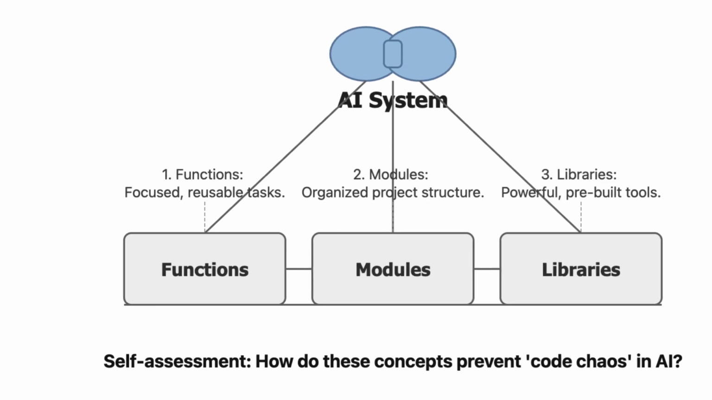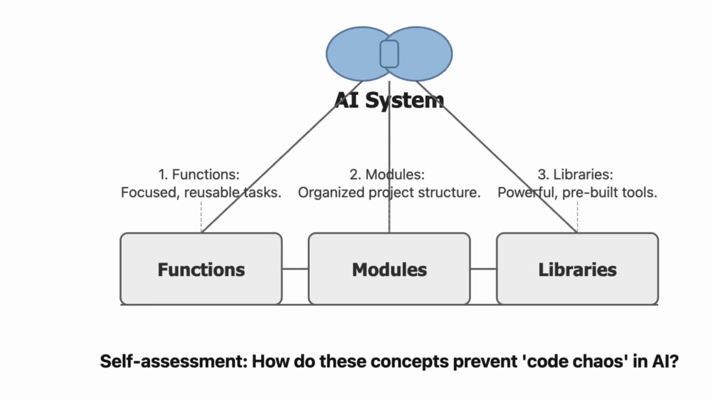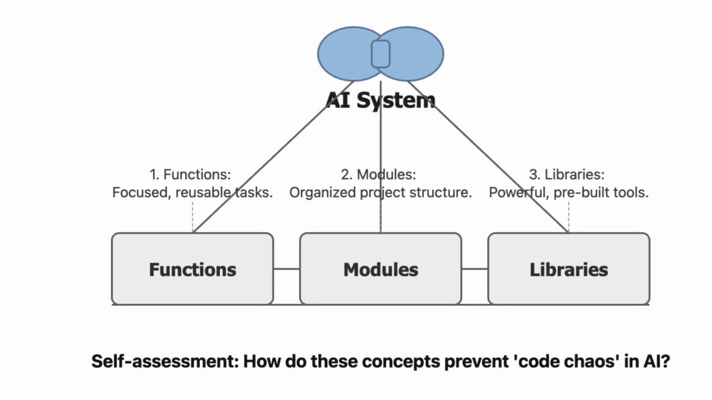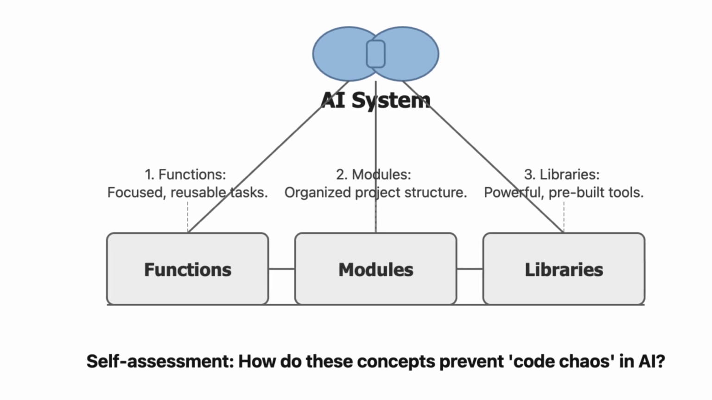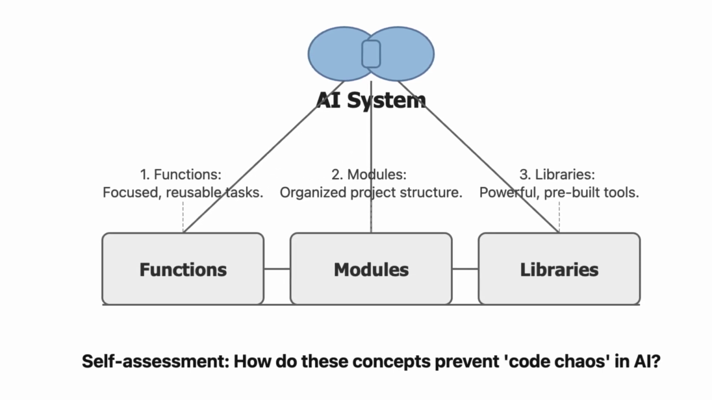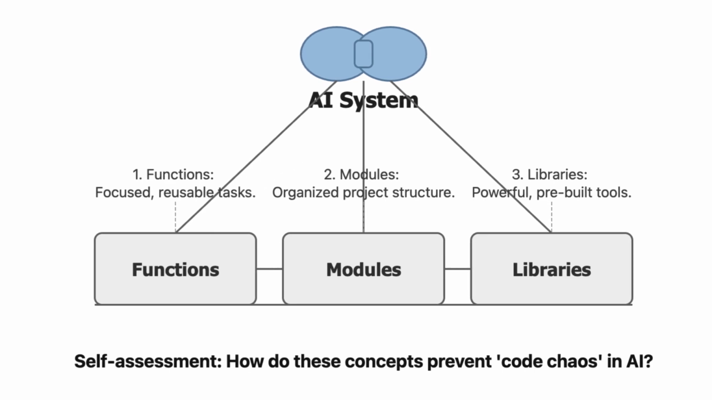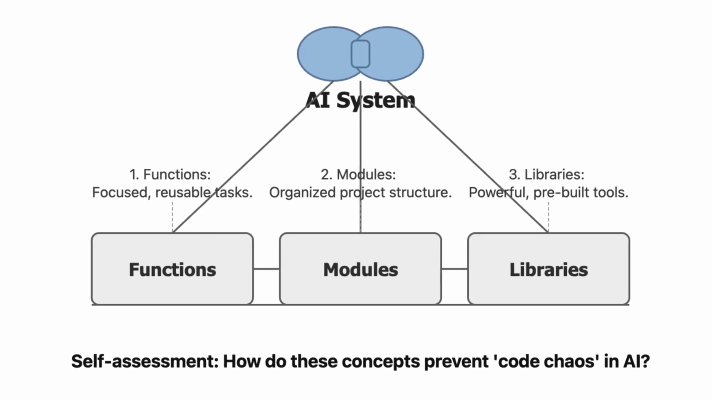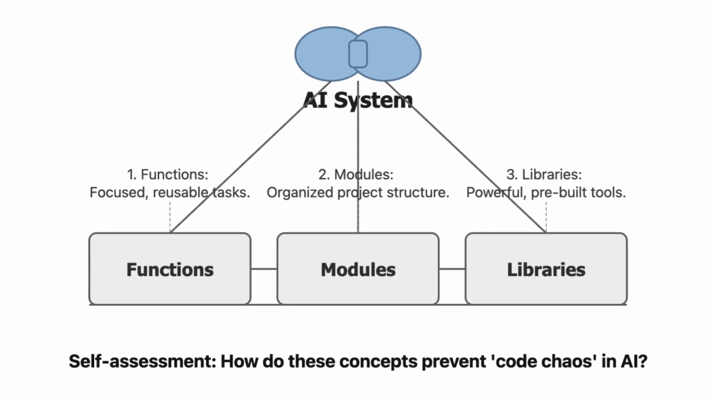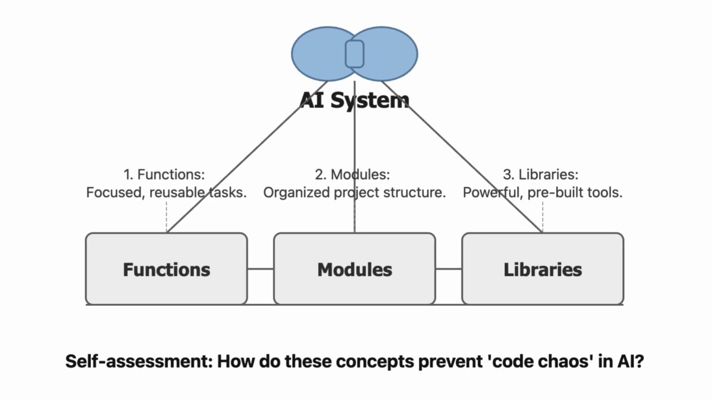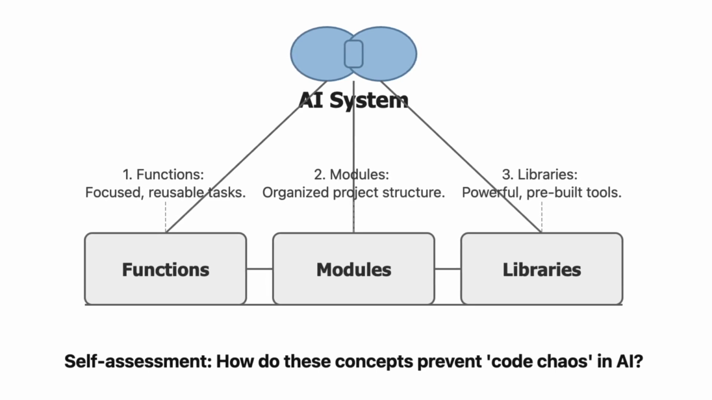Together, these three concepts prevent code chaos and provide the clarity and structure needed for complex AI development. They are the organizational foundation that makes building AI agents possible, from our simple text analyzer to the most advanced systems. As a self-assessment, consider this question. How do functions, modules, and libraries, individually and collectively, help prevent the code chaos we discussed at the start of the course, especially in a large-scale AI project? Think about the benefits we've outlined.